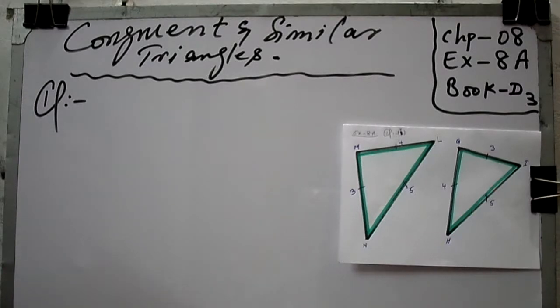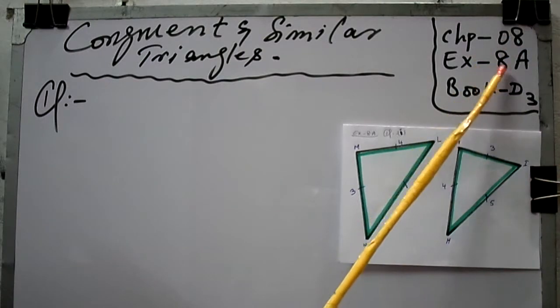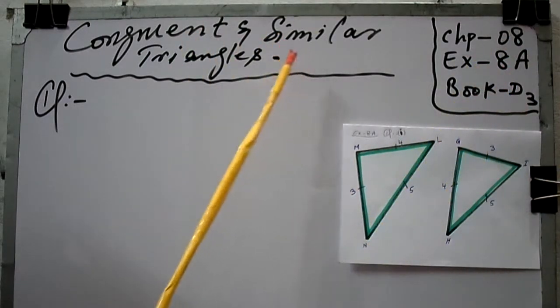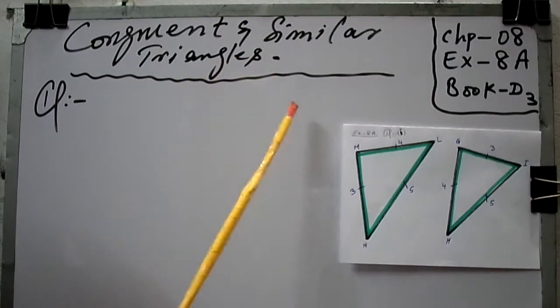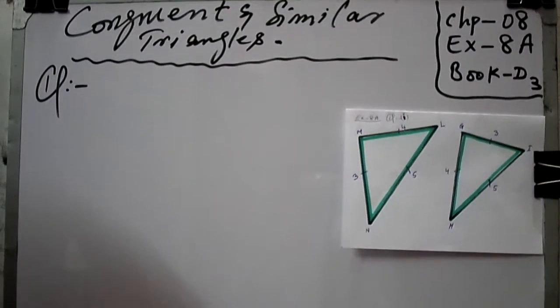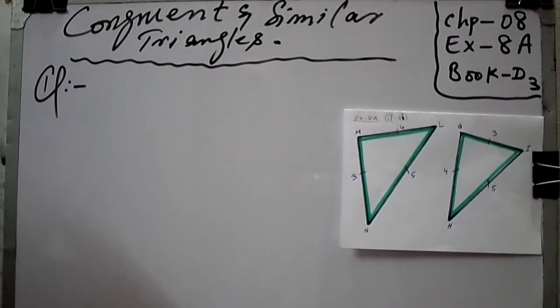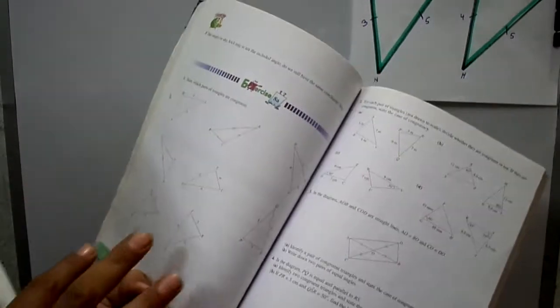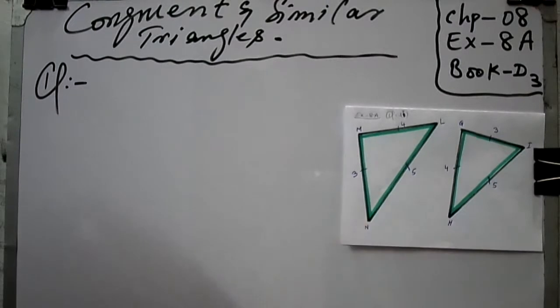Today we will discuss chapter number 8, exercise 8A, book D3, congruent and similar triangles. So in question number 1, read the statement. State which pair of triangles are congruent. In your textbook, a few triangles are given, and for those triangles which are congruent, we have drawn a diagram here. You can see here these two triangles are congruent.